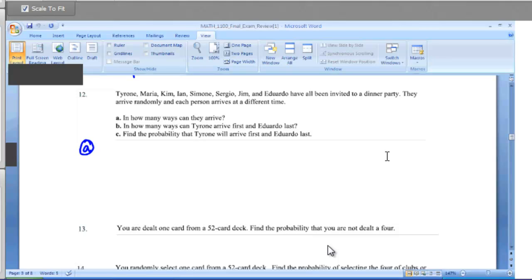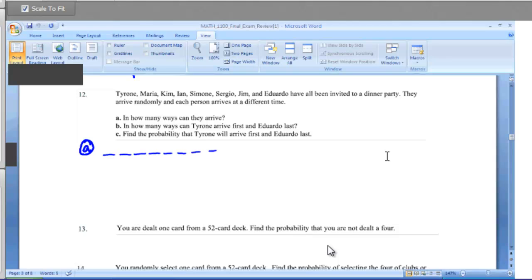we've got Tyrone, Maria, Kim, Ian, Simone, Sergio, Jim, and Eduardo. And they've been invited to a dinner party. We're trying to figure out how many ways, for A, how many ways can they arrive? So again, this is very similar to the comedians coming on stage. We have 8 people.